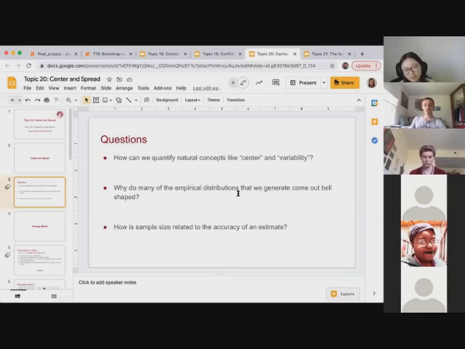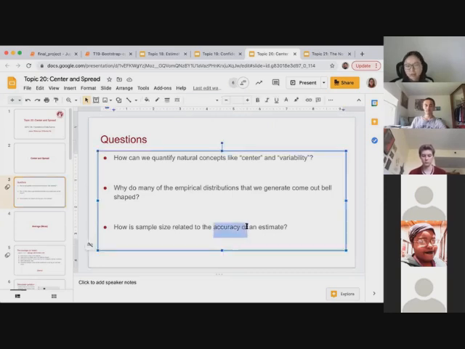And then, of course, the last one is how is sample size related to the accuracy of an estimate. I think we already had a good sense that when you take a sample, you want the sample to be large enough. Otherwise it might not be really representative of the population. And then any statistic that you computed based on the sample might not be a good estimate for the parameter of the population. But this question is a little bit more complex, right? It is related to the accuracy of the estimate.